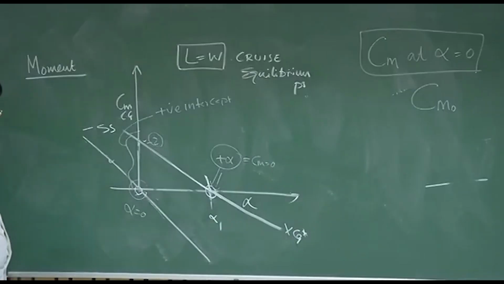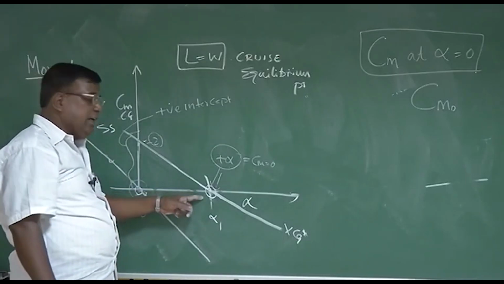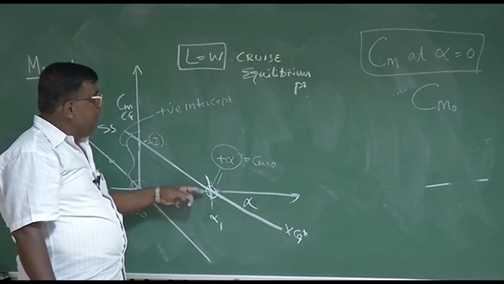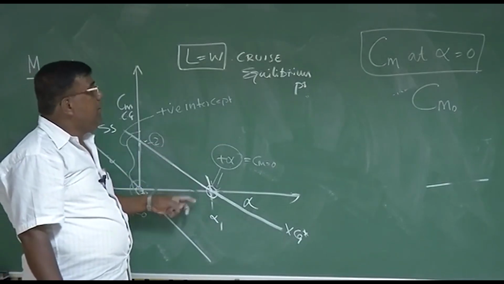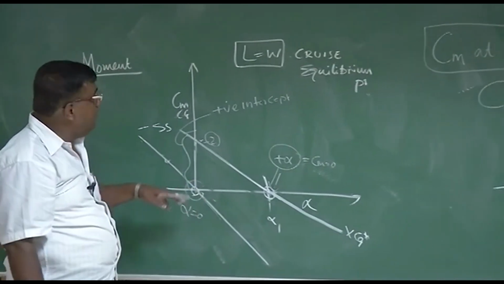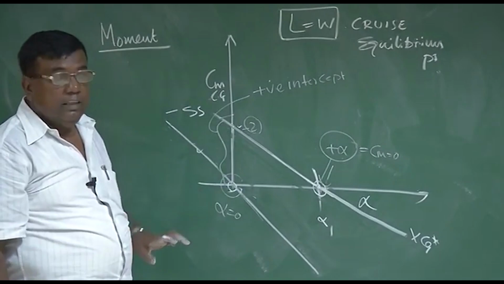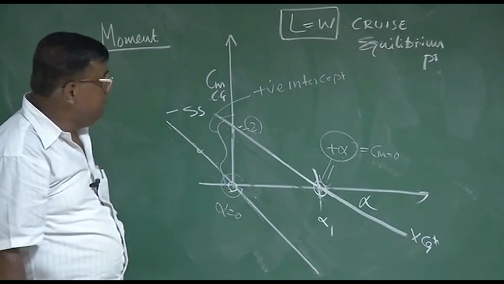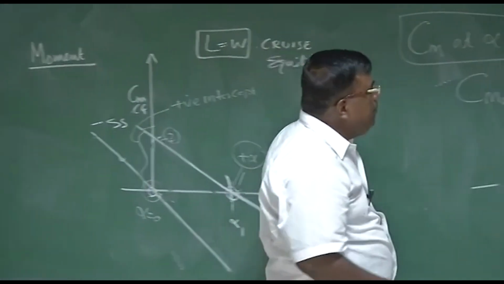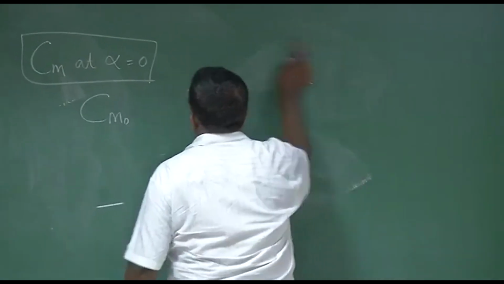So what is the message? The message is, if you want to fly at this alpha, and if your airplane is statically stable, do something in your configuration so that it generates this much Cm naught, this much nose up moment. Now let us take an example to understand this concept.